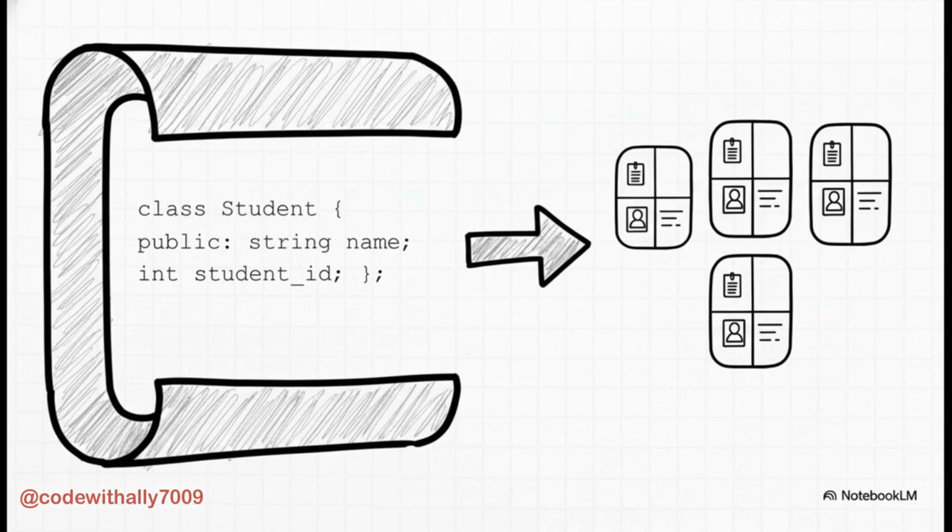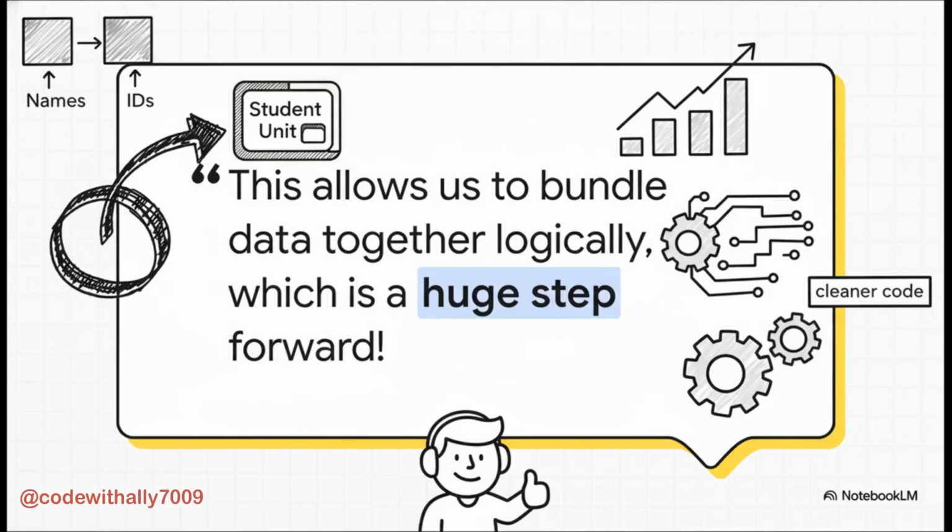Just like that, we've created our very own custom data type, one that's perfectly suited for our problem. I mean, this is a huge step forward. Instead of trying to juggle a separate array for names and another one for IDs and hoping they stay in sync, we now have this single logical student unit. It makes our code so much cleaner, more intuitive, and way easier to manage.